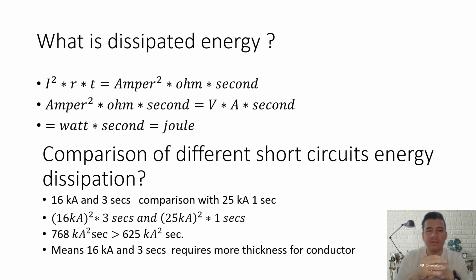As you see, 768 kiloamp squared second is bigger than 625 kiloamp squared second. It means that 16 kiloamp and 3 seconds requires more thickness than 25 kiloamp and 1 second. Maybe the kiloamp level is higher in the second case, but because of the total equation, the duration of time is also a factor, along with the square of the short circuit current. That's why you will see the difference. I will even show you in the calculation tool. It's very easy, very flexible for you.